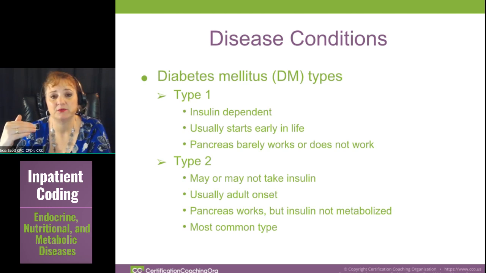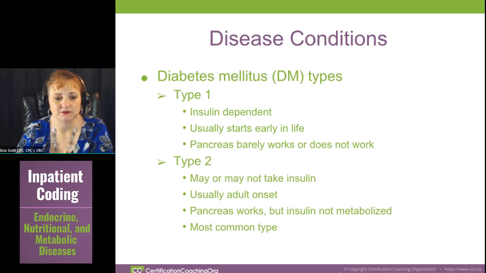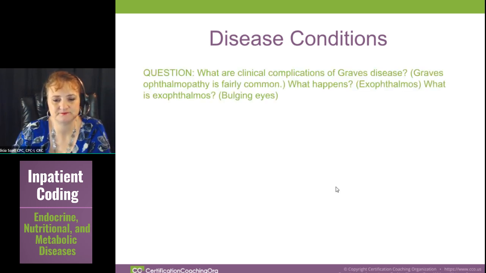It can be part of the disease process through ethnicities. There are certain ethnicities that are prone to type 2 diabetes, like being Hispanic. They usually get it later in life. It's an adult onset. The pancreas works, but the insulin isn't metabolized. So the body is producing the insulin, but the insulin can't do its job. Whereas with type 1, the body's just not producing insulin. And again, type 2 is the most common, and that's why it's our default code.